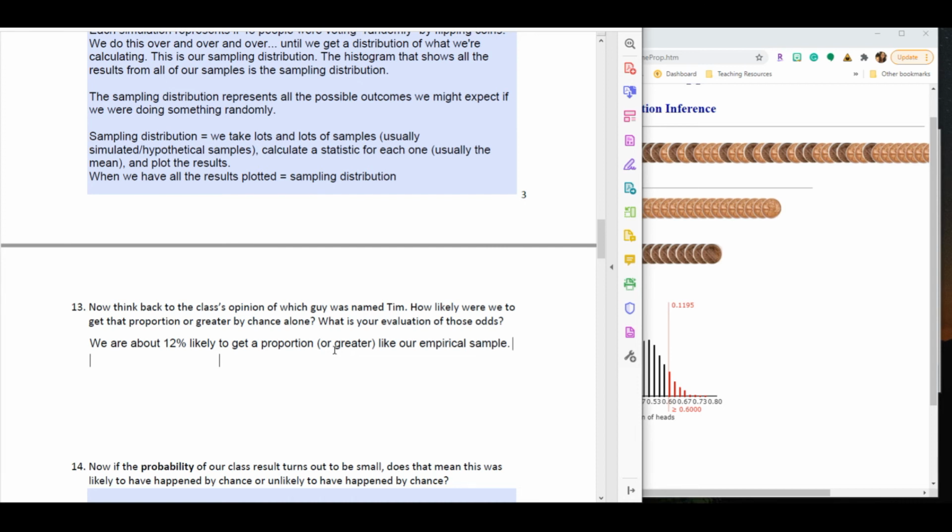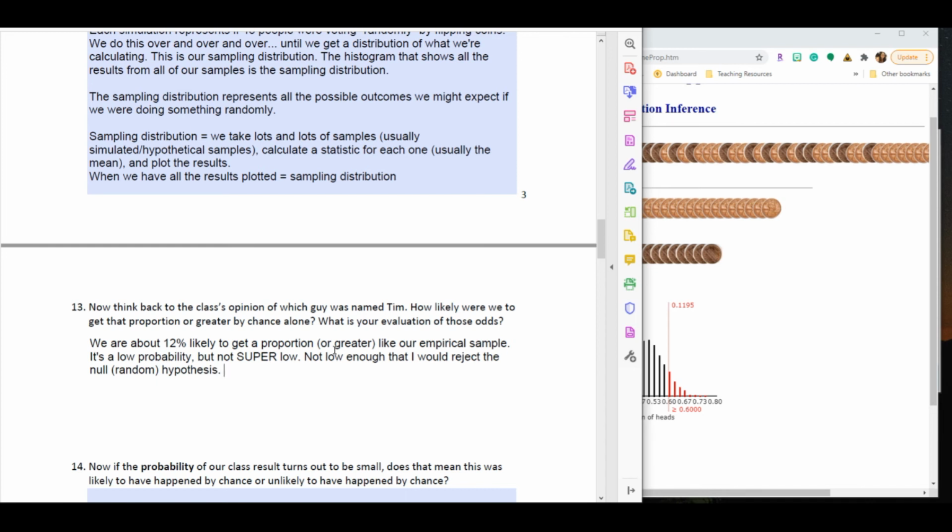So think about, okay, 12%, how likely do you think that is? Is that pretty likely? What is your evaluation of those odds? For me, I'm going to say it's a low probability. 12% is a low probability, but not super low. Not low enough that I would reject the null, which is the random hypothesis.